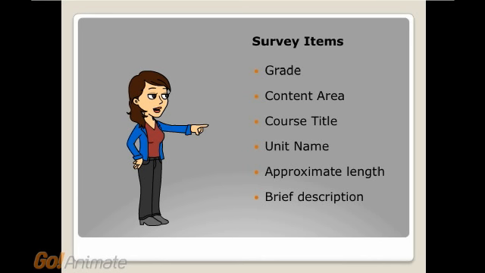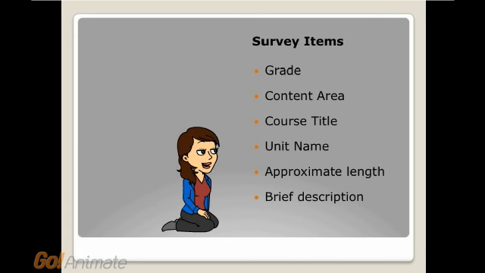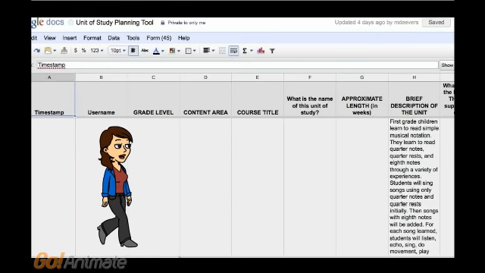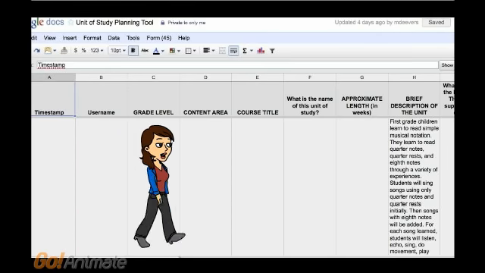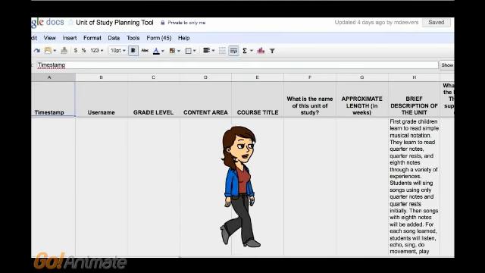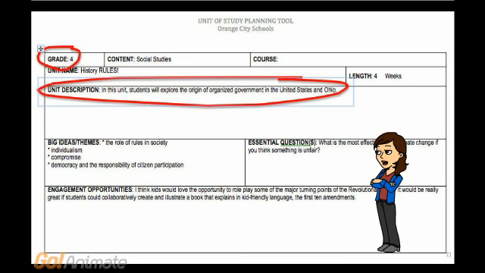Teachers are asked to identify the grade level, content area and title of their courses. They are also asked to give each unit a name, to guess at how long the unit will last, and to write a brief description of the unit. Completed surveys end up filling in the cells in this spreadsheet. This puts all the work in one location, and allows us to sort surveys by course no matter when they're completed.